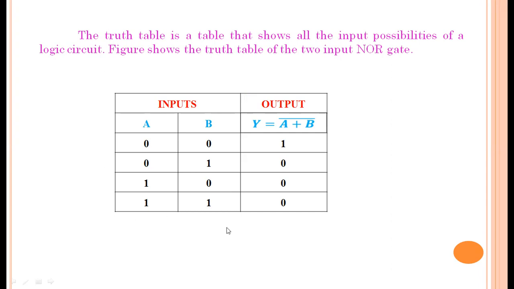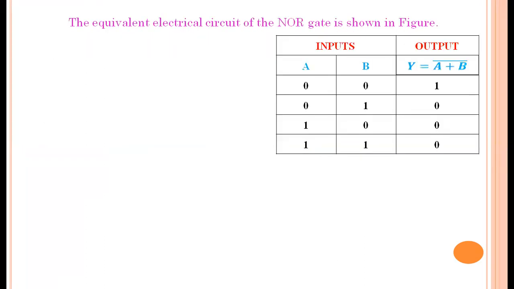What is the output? We know A plus B bar is the output for the NOR gate. 0 plus 0 is 0, and the inverter gives 1. 0 plus 1 is 1, and the inverter gives 0. 1 plus 0 is 1, and the inverter gives 0. 1 plus 1 is 1, and the inverter gives 0. So only if both the inputs are 0, the output is high. This is the principle behind the NOR gate.